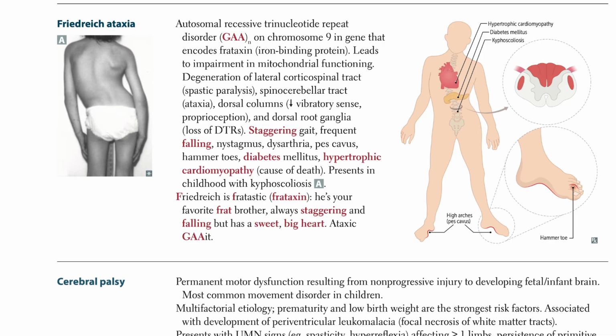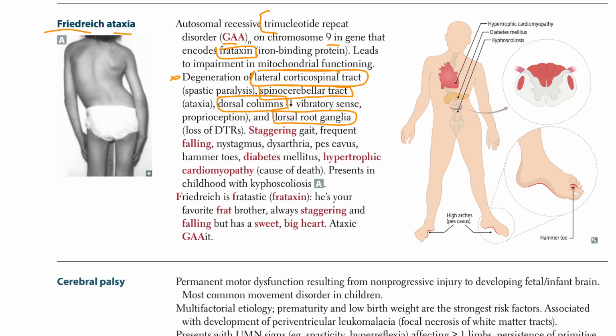Okay, now let's talk about Friedreich ataxia. It is an autosomal recessive trinucleotide repeat, GAA, on chromosome 9 in the gene that encodes for frataxin, which is an iron-binding protein. It leads to impairment in mitochondrial functioning, degeneration of the lateral corticospinal tract, which gives spastic paralysis, the spinocerebellar tract, which gives ataxia, the dorsal column, which gives decreased vibration sensation and proprioception, and dorsal root ganglia, which gives loss of DTRs, deep tendon reflexes.